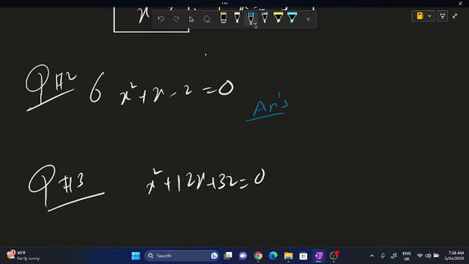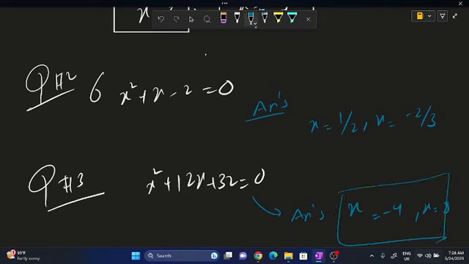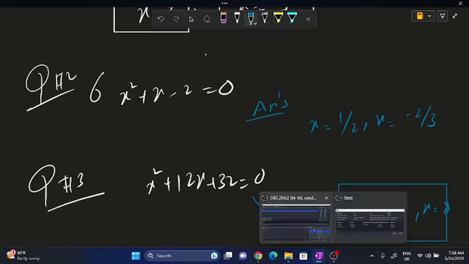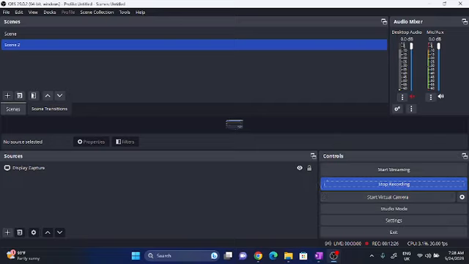So for this one your answer should be x is equal to 1 by 2 and x is equal to minus 2 by 3. And for that one your answer should be x is equal to minus 4 and x is equal to 8. You can try these questions and if you feel any difficulty you can ask. But be sure to try these if you are interested in learning about the quadratic equation by factorization. Inshallah, in the next class we will discuss the quadratic formula or completing the square.